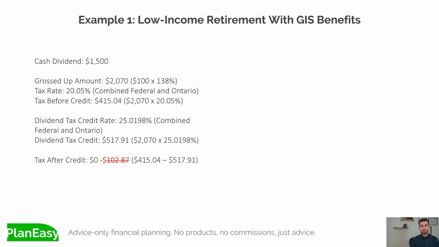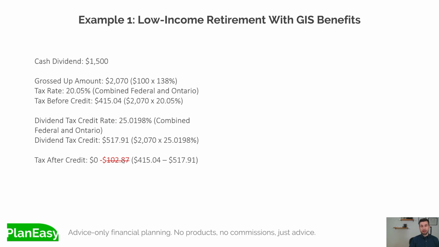Okay, so the first example we're going to go through is a low-income retirement situation with GIS benefits. So there's a small amount of investment assets, the TFSA is maximized, and there is some money in a non-registered account producing dividend income. So in this case, we've got a cash dividend of $1,500. It's getting grossed up to $2,070, and then we have the tax being applied. Now the second piece, of course, is the dividend tax credit. So we're getting a tax credit on that dividend income.